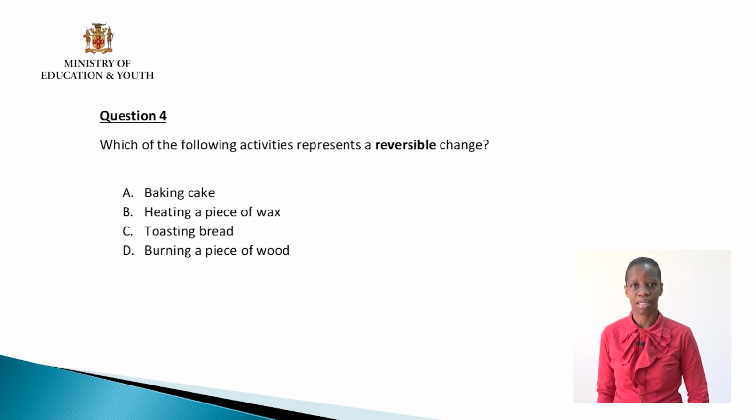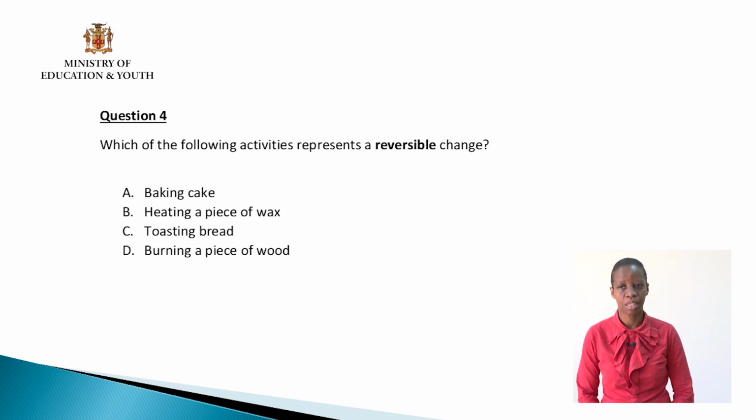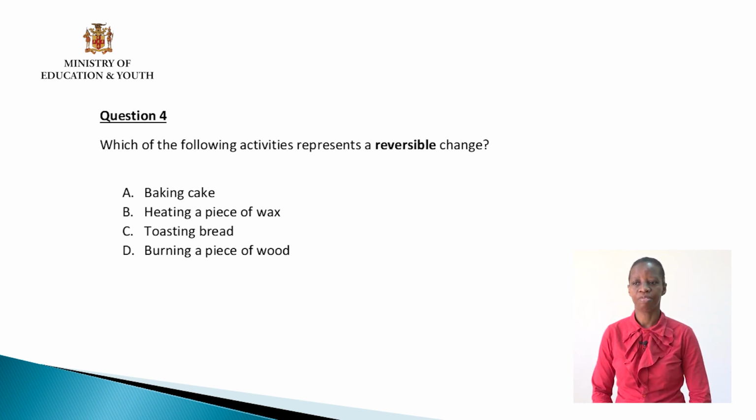Heating a piece of wax. If I heat the wax, can it go back to the original solid wax? Toasting bread and burning a piece of wood. So of those four options, which would represent a reversible change?